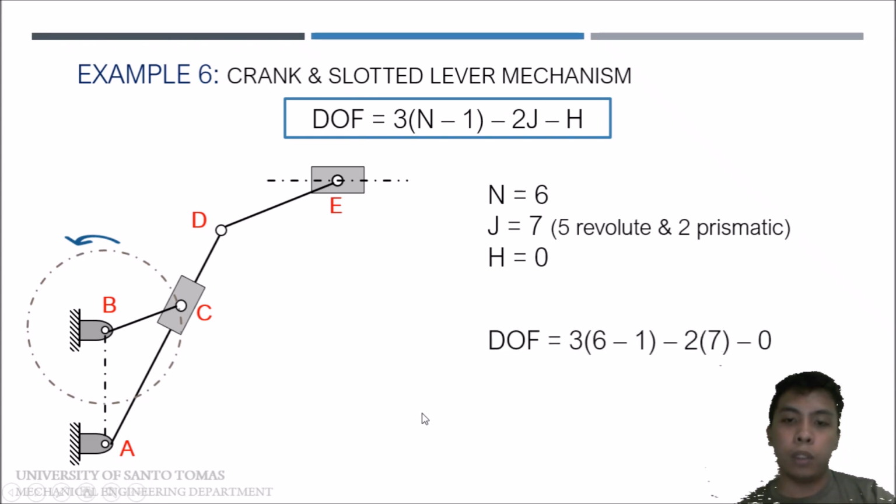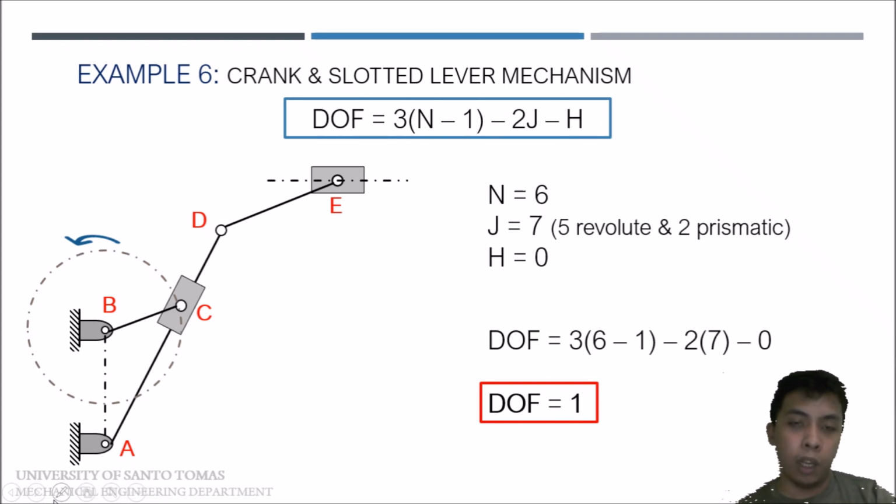So solving for the degree of freedom, DOF will be equal to 3 multiplied by 6 minus 1, minus 2 times 7 minus 0. Our DOF will be equal to 1. So 1 input motion will be equal to 1 output motion. We can only form one output motion, which is translational here. Okay?